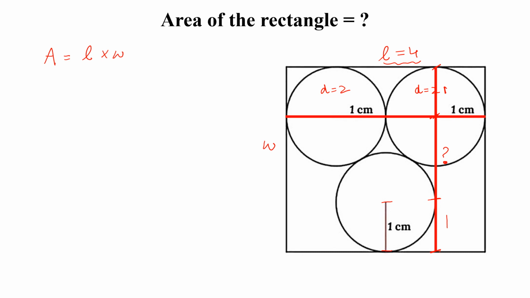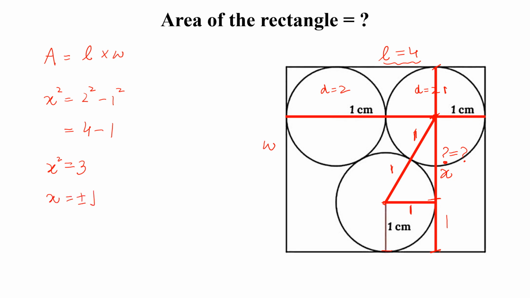So we draw a line from this center to this center, and this line is 1, this is 1, this is 1. So now we can calculate the unknown length by Pythagoras theorem. Let this length be x. So by Pythagoras theorem we can write x square equal to 2 square minus 1 square, and 4 minus 1 is 3. So x square equal to 3, x equal to plus minus square root of 3, and this is the length. So x equal to square root of 3.